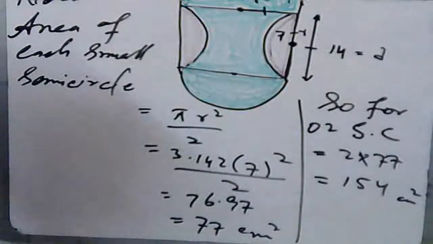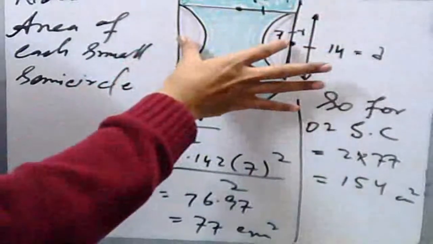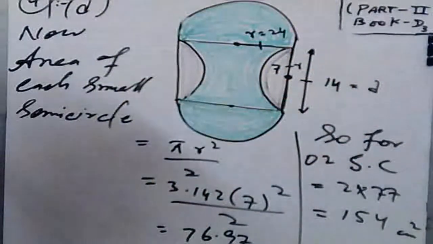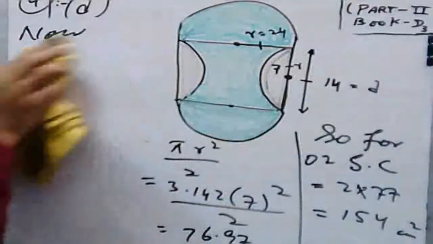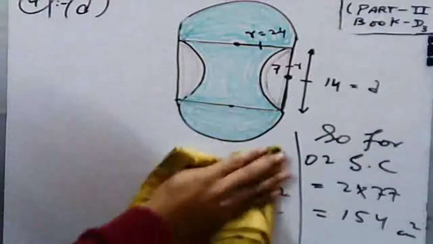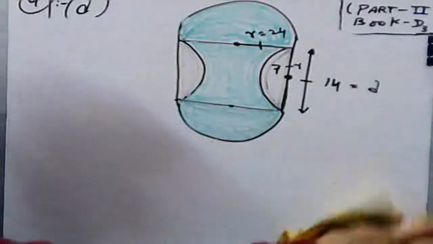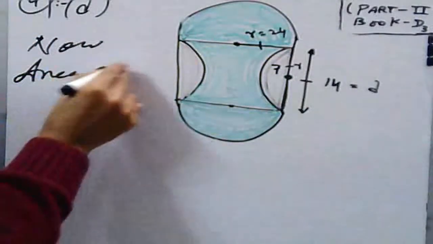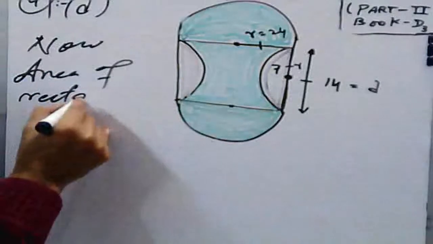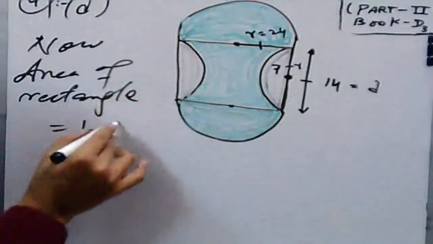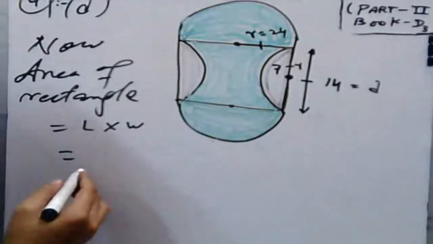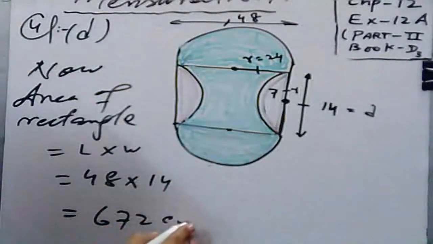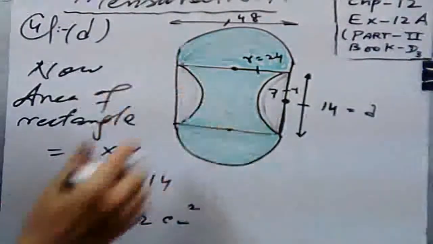So now we have calculated this one, and we have to calculate the area of a rectangle, because in the given figure the area of the rectangle is L cross W, which is equal to the length 48 times W 14. You will get 672 centimeters square.